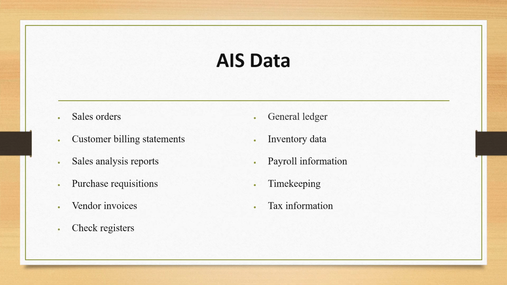So this is all about the data involved. There are various types of data. That may be a sales order, customer billing statement, report analysis, purchase requisition, vendor invoices, check registers, ledger, inventory data, payroll information for employees, timekeeping, and tax information. So these types of data are available in AIS.